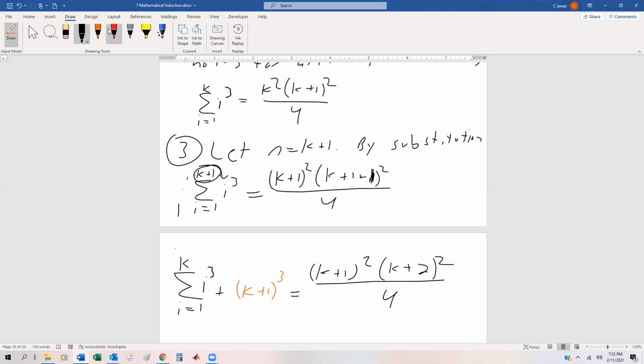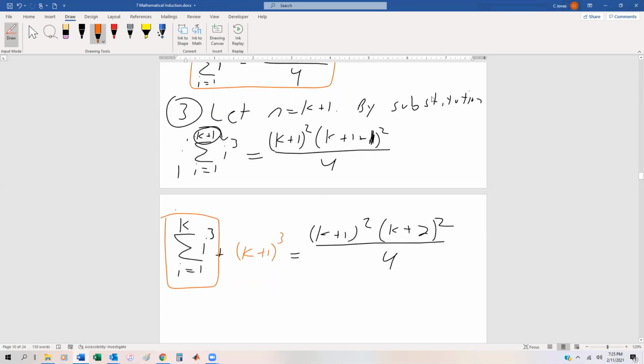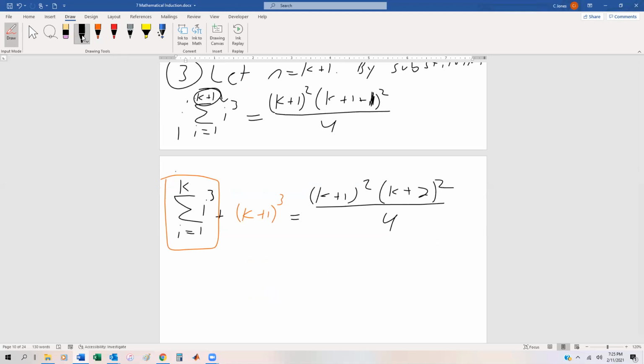Now, what's the good news about this? The good news is that, remember we said up here, our inductive hypothesis had a formula for the sum of i cubed. It was k squared, (k plus 1) squared over 4. And so this is now going to be equal to, by the way, this is by summation rules and computation.